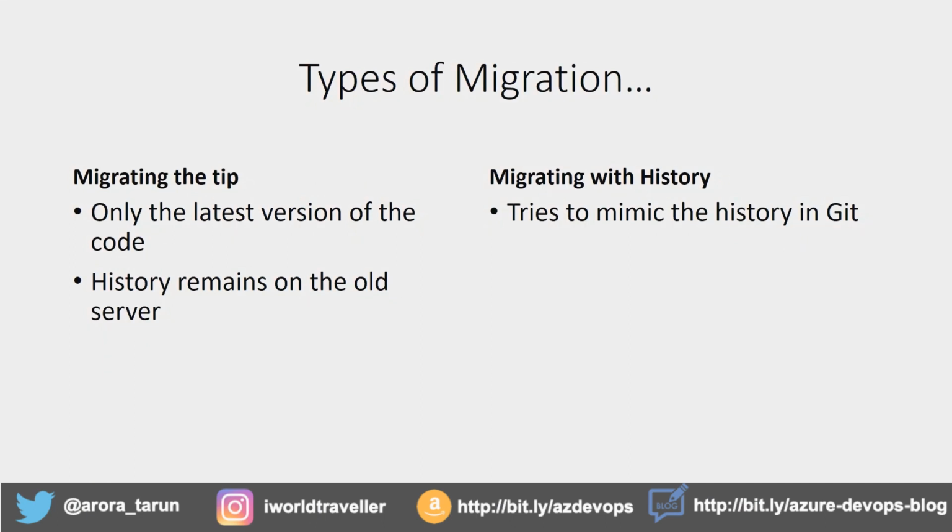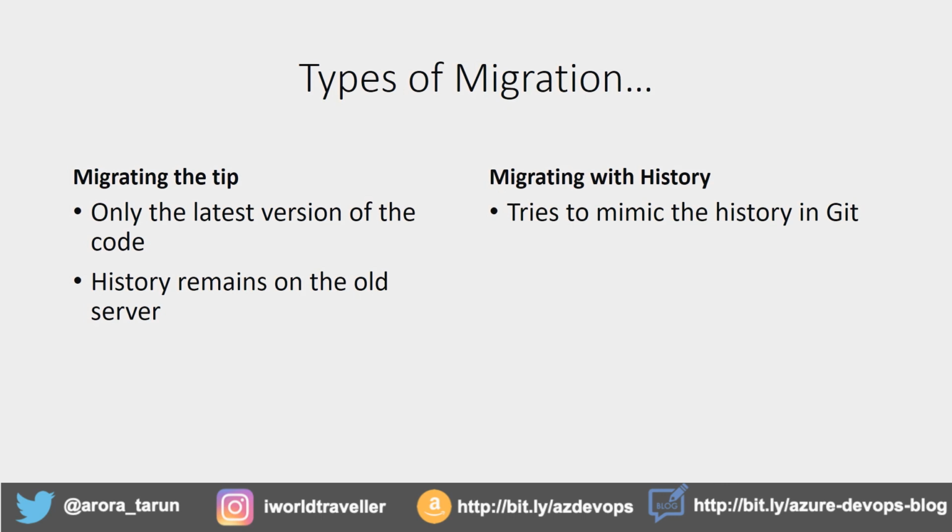As the name indicates, you're not carrying forward any history from your Team Foundation version control repository. You're simply taking the last version of the code and setting that up in Git. The second option is to take the entire history across from Team Foundation version control into Git. Is that the right thing to do?